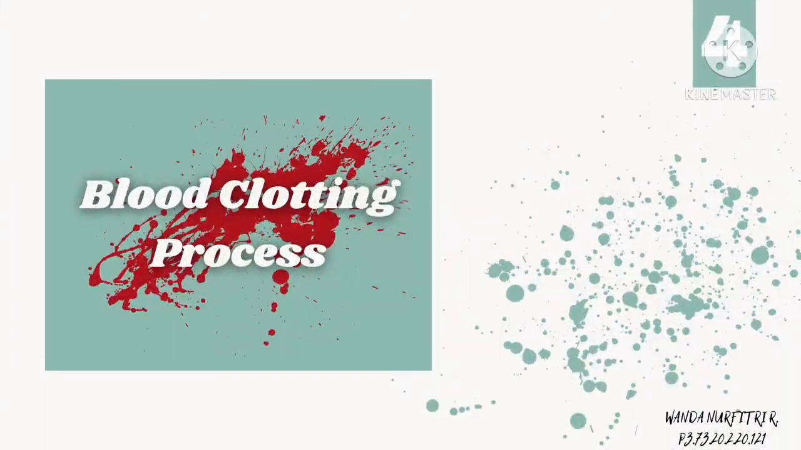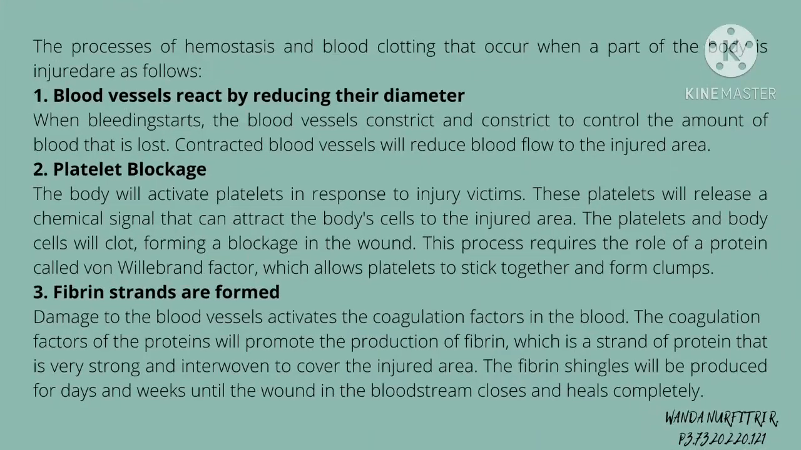4. Blood clotting process. The processes of hemostasis and blood clotting that occur when a part of the body is injured are as follows. First, blood vessels react by reducing their diameter. When bleeding starts, the blood vessels constrict to control the amount of blood that is lost. Contracted blood vessels will reduce blood flow to the injured area.